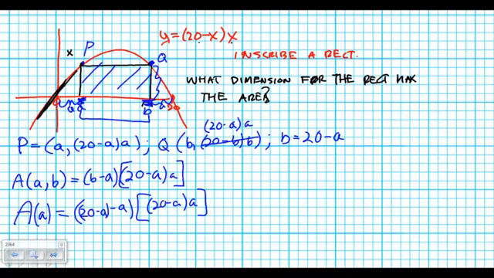I think we need to clean up, expand before we take the derivative. Let's see. 20 minus a minus a is 20 minus 2a. Times (20 minus a) times a, which is 20a minus a squared.